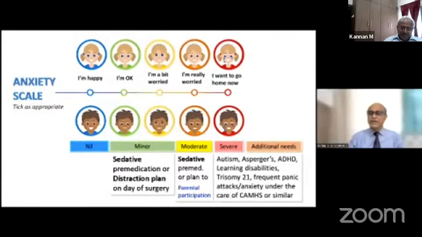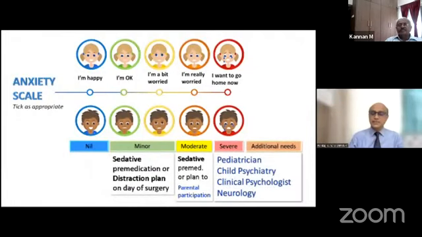Even in children who have special needs or severe anxiety, like autism, ADHD, learning disabilities or other kinds of issues, these children would have to be taken care of by some sort of professional help which should be available to guide you on how to manage these patients preoperatively as well as postoperatively. So a pediatrician, a child psychiatrist, a clinical psychologist or a neurologist would have to be involved in such patients.